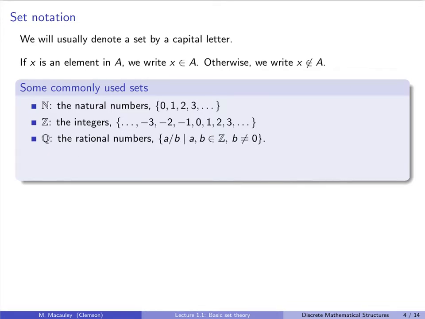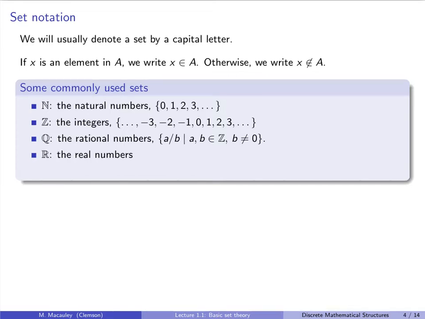Next are the rational numbers, which we usually denote by Q for quotient. And these are the set of all fractions of the form A over B, where A and B are integers and B is non-zero. This way of writing a set is sometimes called set builder notation. It's an alternative if you don't want to or can't really list out all of the elements like you do with the integers or the natural numbers.